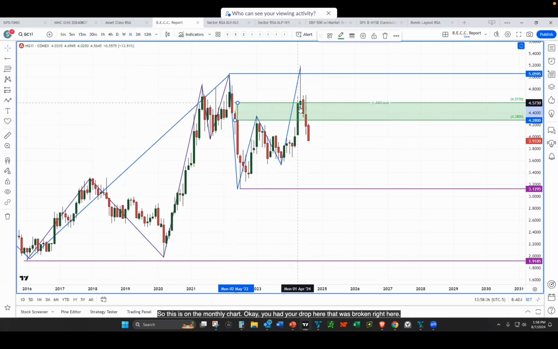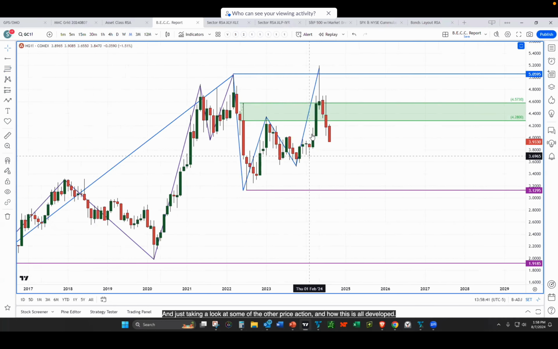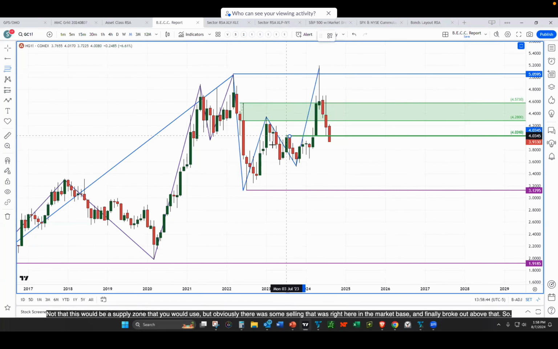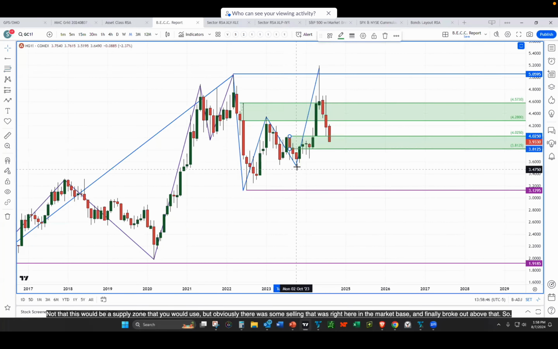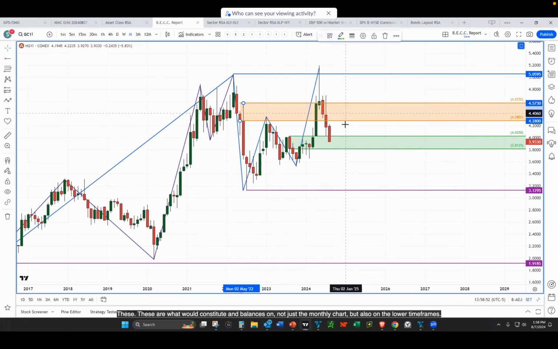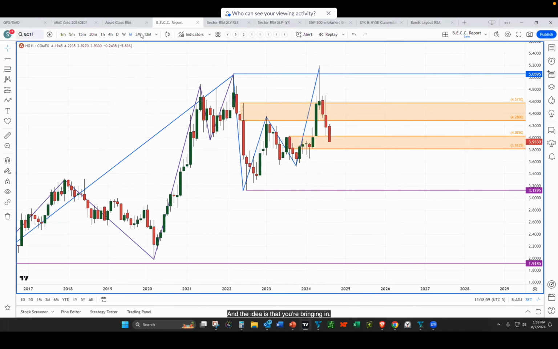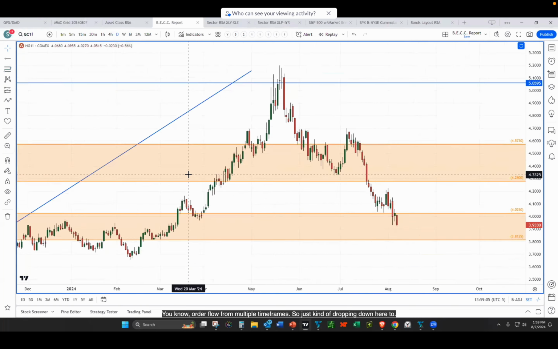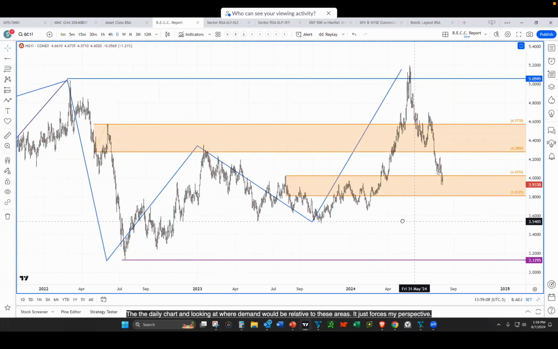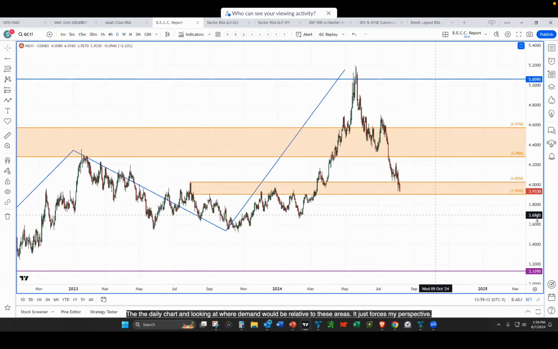You had your drop-base-drop here that was broken right here. And just taking a look at some of the other price action and how this all developed. Not that this would be a supply zone that you would use, but obviously there was some selling right here in the market base, and it finally broke out above that. So these are what would constitute imbalances on not just the monthly chart, but also on the lower time frames. And the idea is that you're bringing in order flow from multiple time frames. So just dropping down here to the daily chart and looking at where demand would be relative to these areas. It just focuses my perspective.